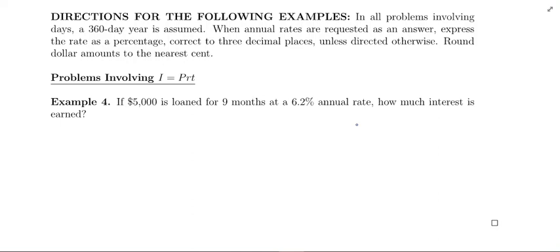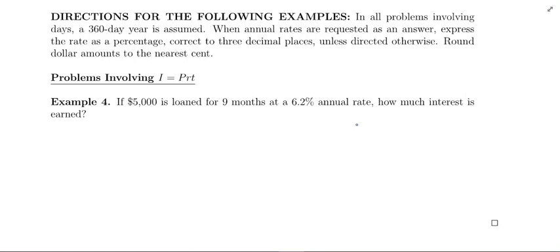At the bottom of page 3 in the section 3.1 notes, we are going to start solving some simple interest problems, okay? If you look, there are some directions for the following examples. It says, in all problems involving days, a 360-day year is assumed. When annual rates are requested as an answer, express the rate as a percentage correct to 3 decimal places unless otherwise directed, and round dollar amounts to the nearest cent.